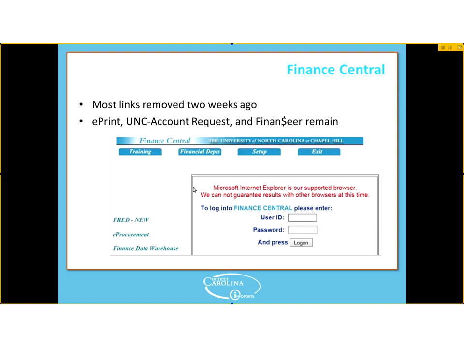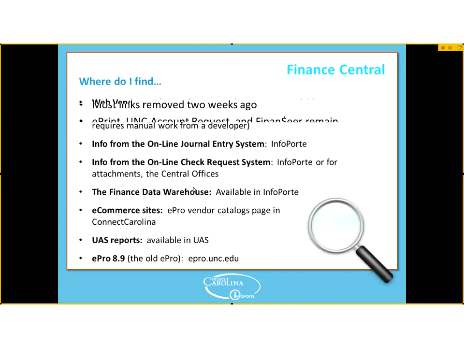So for those of you who've been out there, I know you've probably noticed that most of the links were removed a couple of weeks ago, so that actually happened on schedule. There are 3 links that remain. The links are ePrint, the UNC account request, and financier, which are still out there as we're resolving what needs to be done around those systems. So you'll still find those links out there on Finance Central, but the others have been removed.